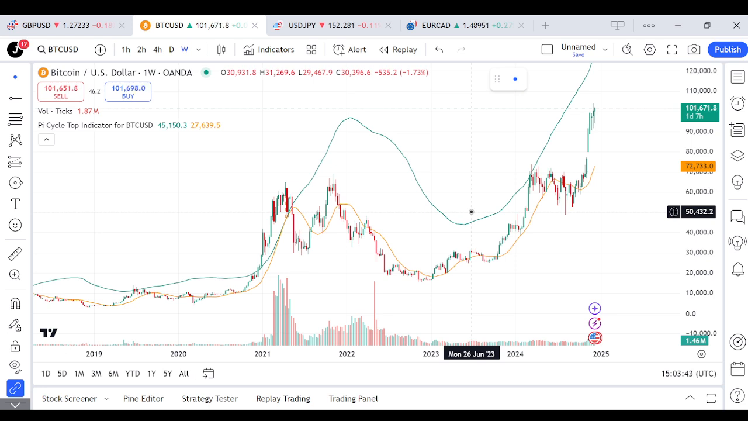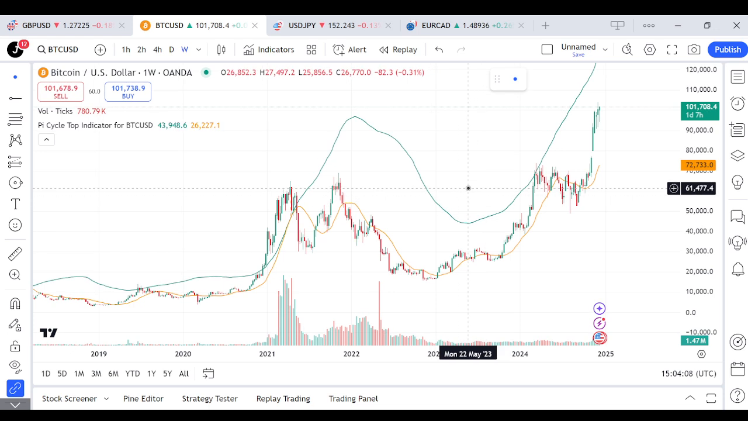Whether you're an experienced trader or just starting your journey in cryptocurrency markets, understanding the Pi cycle top indicator could be the key to protecting your portfolio and maximizing your returns in the next market cycle. So stay tuned as we break down the mechanics, analyze past predictions and reversals, and how you can implement this indicator effectively in your trading strategy.